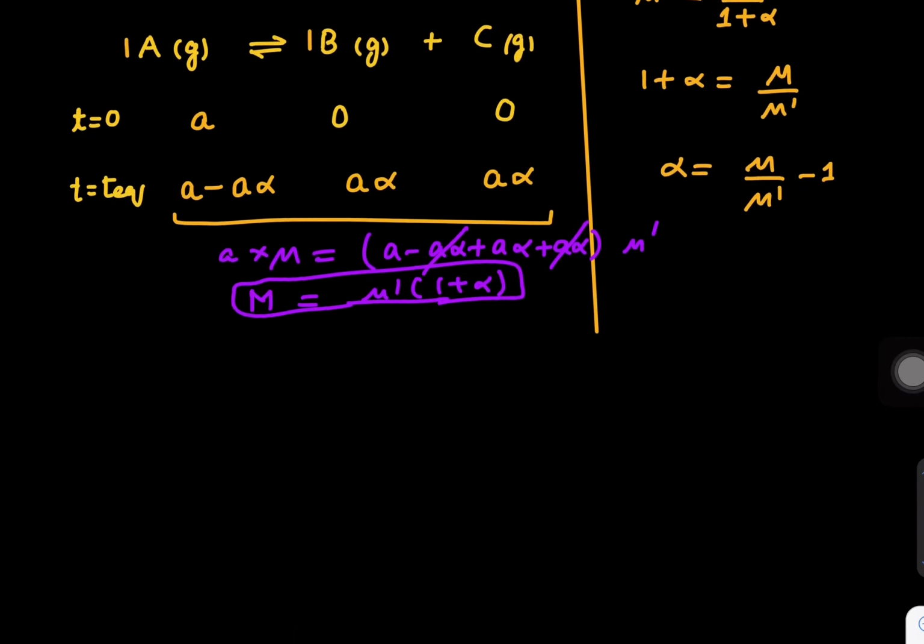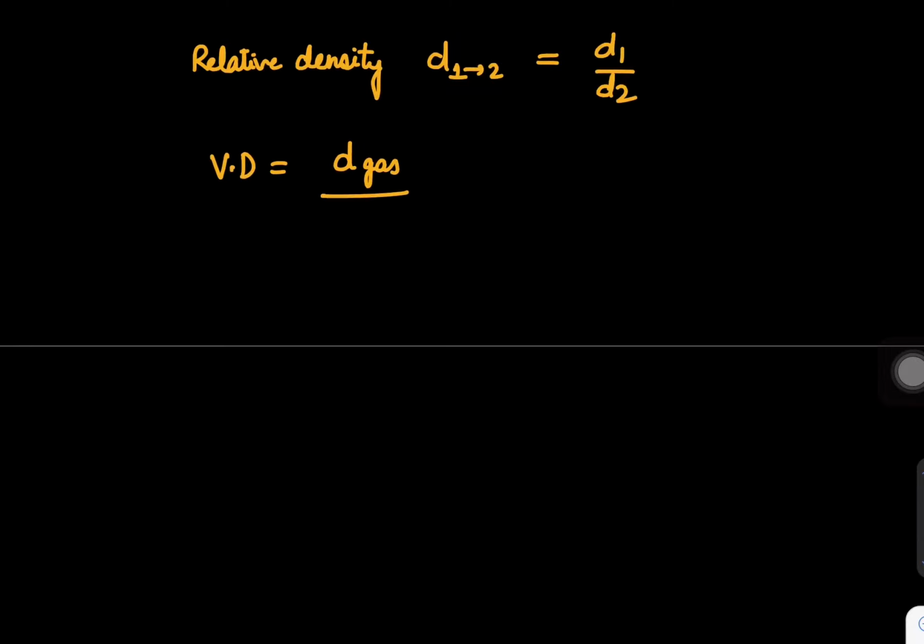Now the question is, what is this vapor density concept? Remember, if you say relative density of 1 with respect to 2, the density of 1 with respect to 2 is written as d1 divided by d2. And what is vapor density? Vapor density is the density of a gas taken as a ratio with the density of hydrogen gas, at the same temperature and pressure conditions.